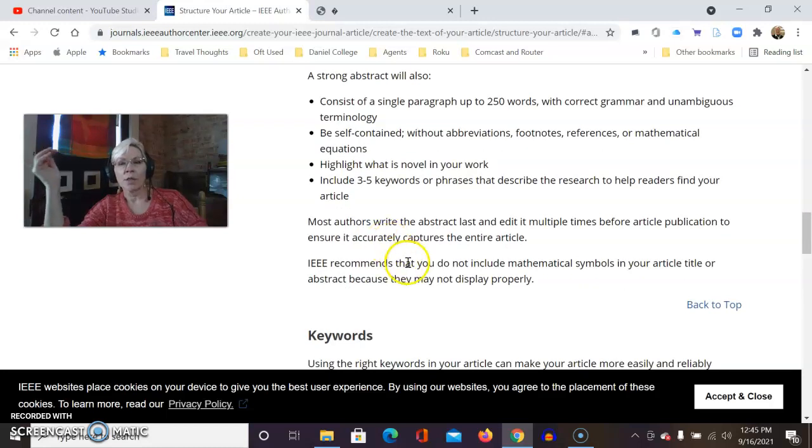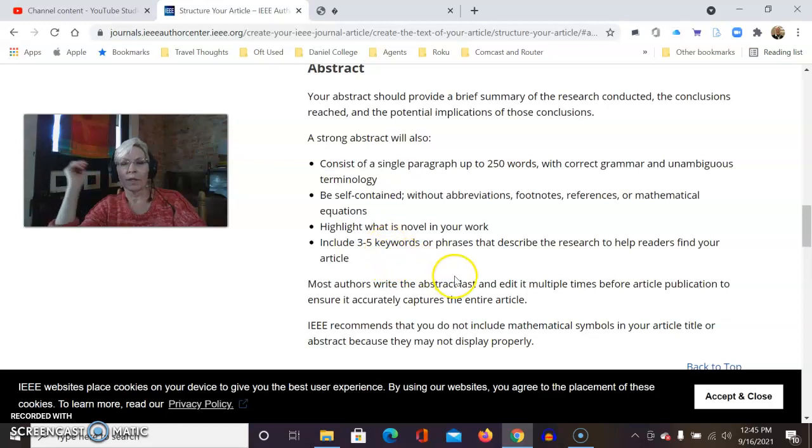The abstract is usually written last, so you've written the whole paper, and this is your way of going, okay, if I had to summarize my paper, how would I do it in a really short way? The abstract usually is edited multiple times because it's difficult to condense all those ideas and words that you just said in a whole paper into one little paragraph. Okay, IEEE itself, the actual organization, recommends you don't include mathematical symbols in your title or abstract because sometimes they don't display properly depending on the software used.